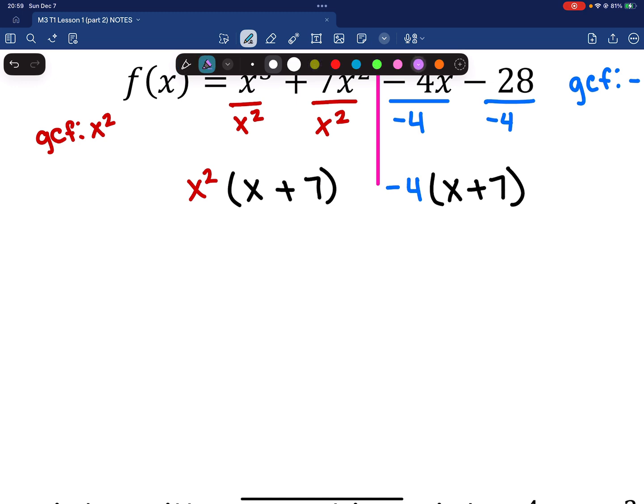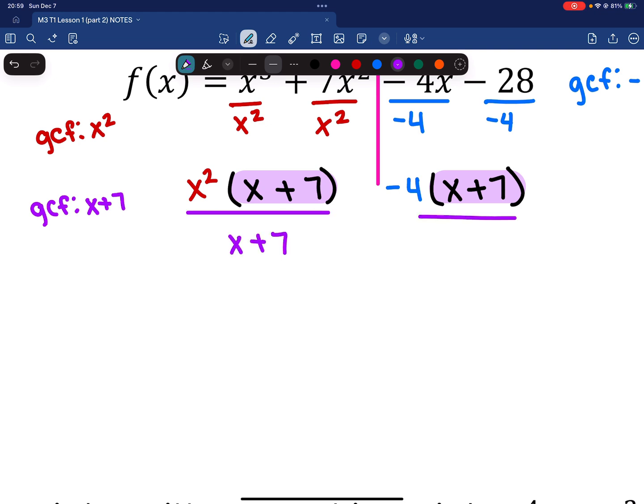So this right here has x plus 7. This right here has x plus 7. So that means that there is a greatest common factor of x plus 7. So we're essentially just going to divide that out so we can finish our factoring.